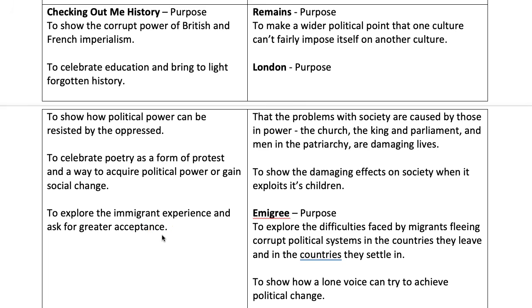Well, there are lots of poems that compares to. Remains gives us a very small one, so I'm going to ignore it. London, interestingly, gives us a lot. So this is a poem about the problems of society, and those problems are also caused by those in power. In this case, the church, the king and parliament. Well, we could argue that's very close to the people who wield power in the wider sense with education. And also, historically, it would have been the church and the king that wielded power when Britain was an imperialist country. To show the damaging effects on society when it exploits its children.